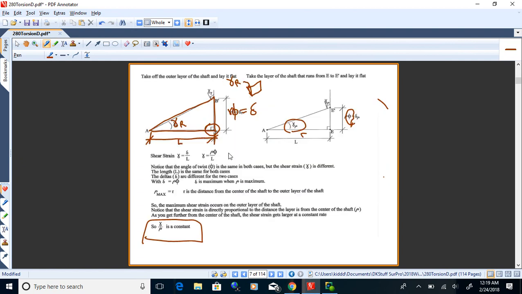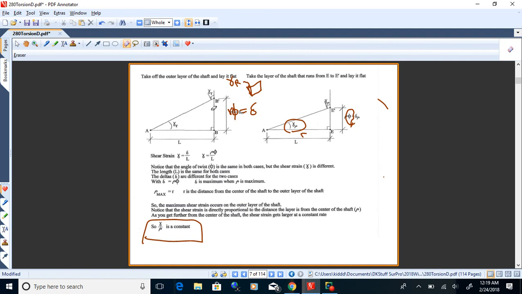So now what we could do is take the skin off the shaft, the outer layer, let's say, and lay it flat and look at what's happening as that point rolls from B to B prime. Okay, so what's going on here is we're going to have the length of the shaft right there. And then we'll have that distance from B to B prime. Okay.